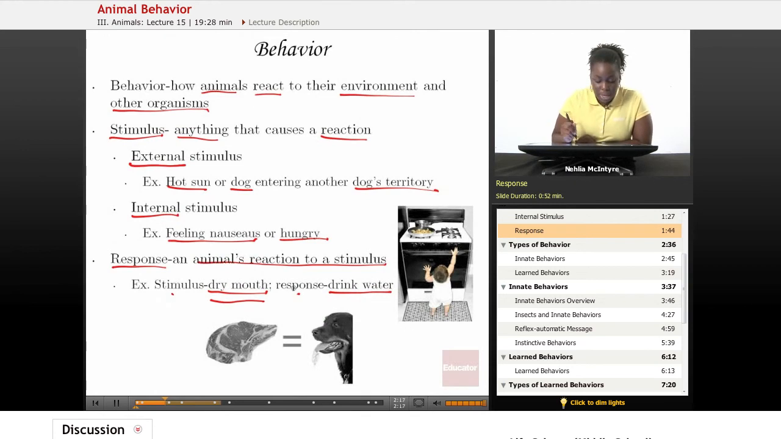Another example would be a hot stove, and here we have a baby touching a stove, and maybe it's really, really hot, and so their response would be a scream and pulling their hand back because of the hot stove. That would be considered a reflex or a response to the stimulus.